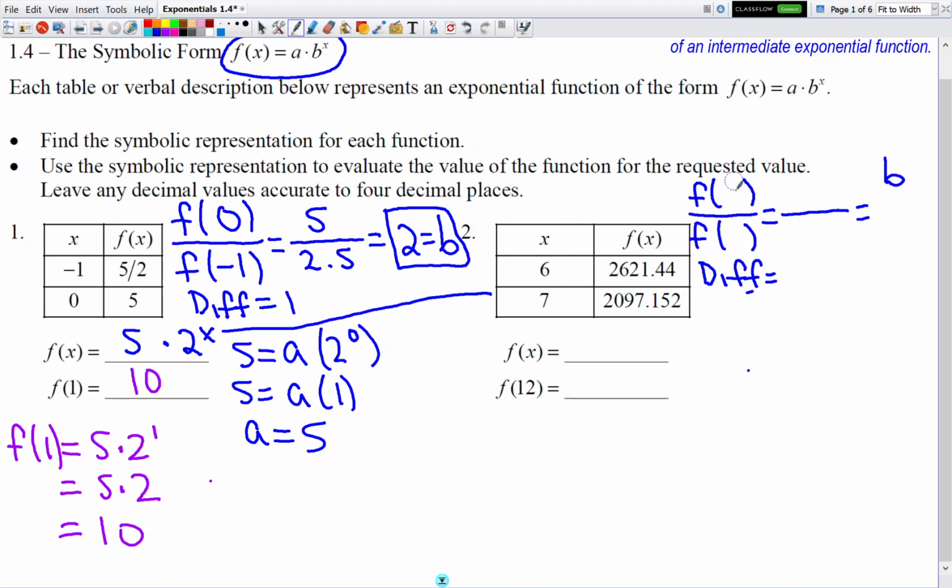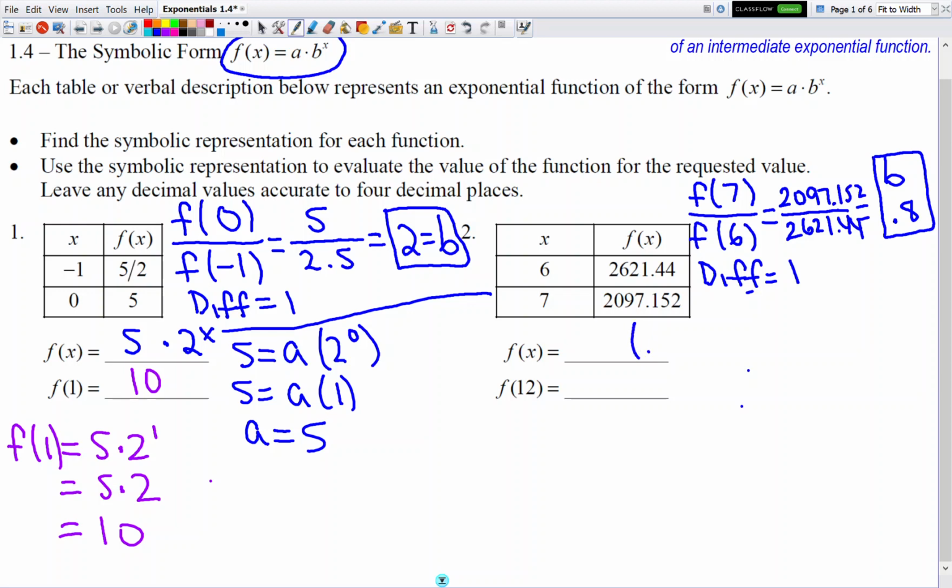Okay, so bigger x on the top, that'd be 7. Smaller x on the bottom, that would be 6. And 2097.152 pairs up with 7, and 2621.44 pairs up with 6. And when I divide that out using a calculator, which you're allowed to use this quarter, you get 0.8. And this is a difference of 1, so luckily we can just keep that 0.8 as is. We don't have to change it at all.